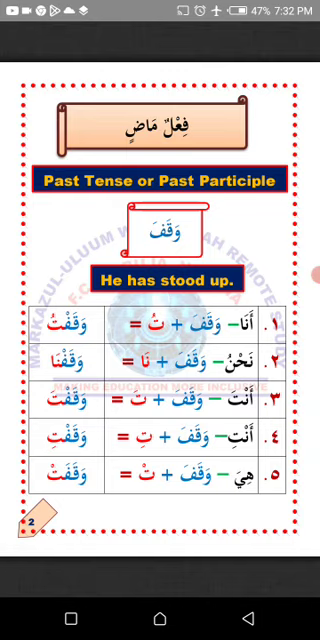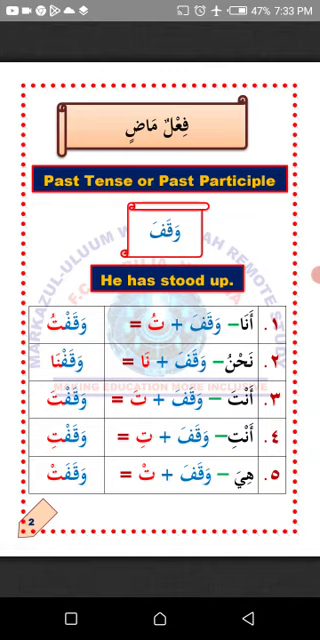Number three. Anta, you, representing a single male person. So how do we change the verb waqafa to suit anta? All you need to do is to attach ta'un carrying fataha to the last letter. Then you give sukun to the letter before it. So the verb waqafa will now become waqafta, which means you have stood.